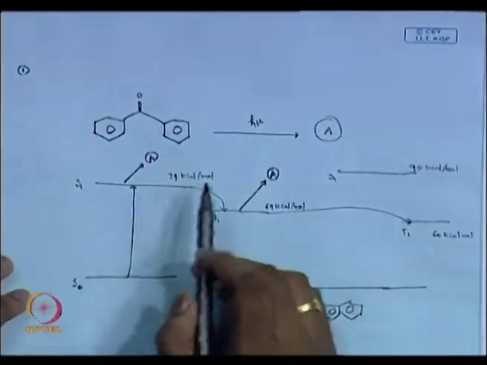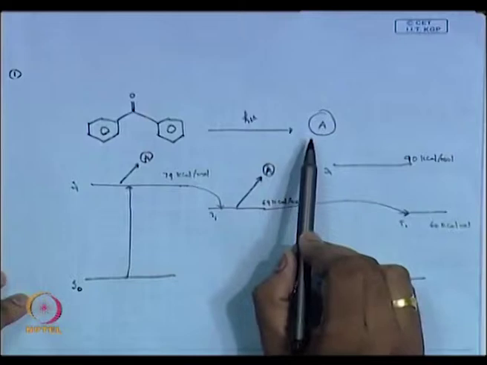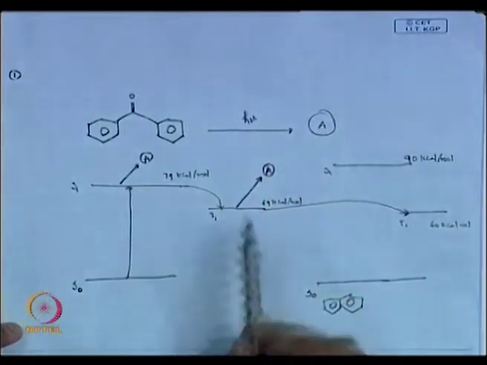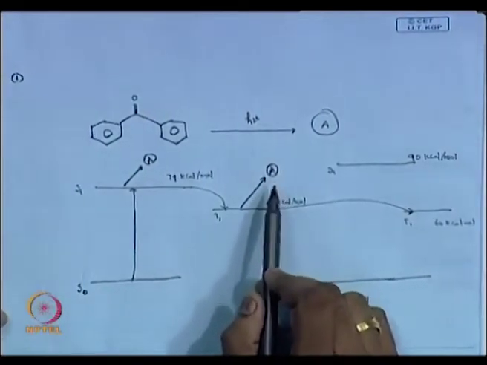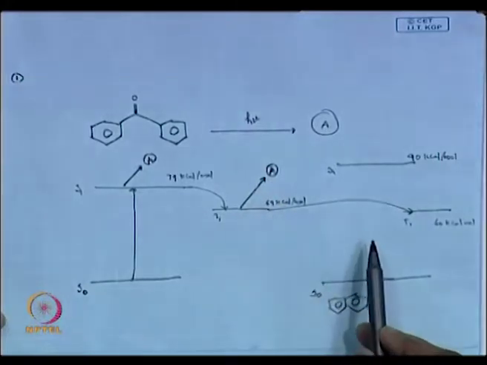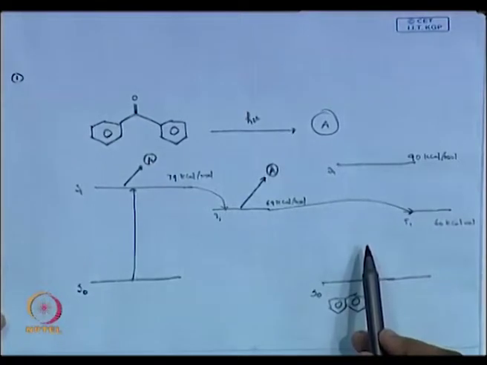Now, our question was whether the product is from singlet or triplet. If the product is from triplet, for example, I am making one assumption that the product is from triplet. If I put naphthalene, what do you expect? If benzophenone is giving me product A from the triplet excited state, and now I am putting naphthalene in the system, what should happen to the product? Yeah, the product will not be formed.